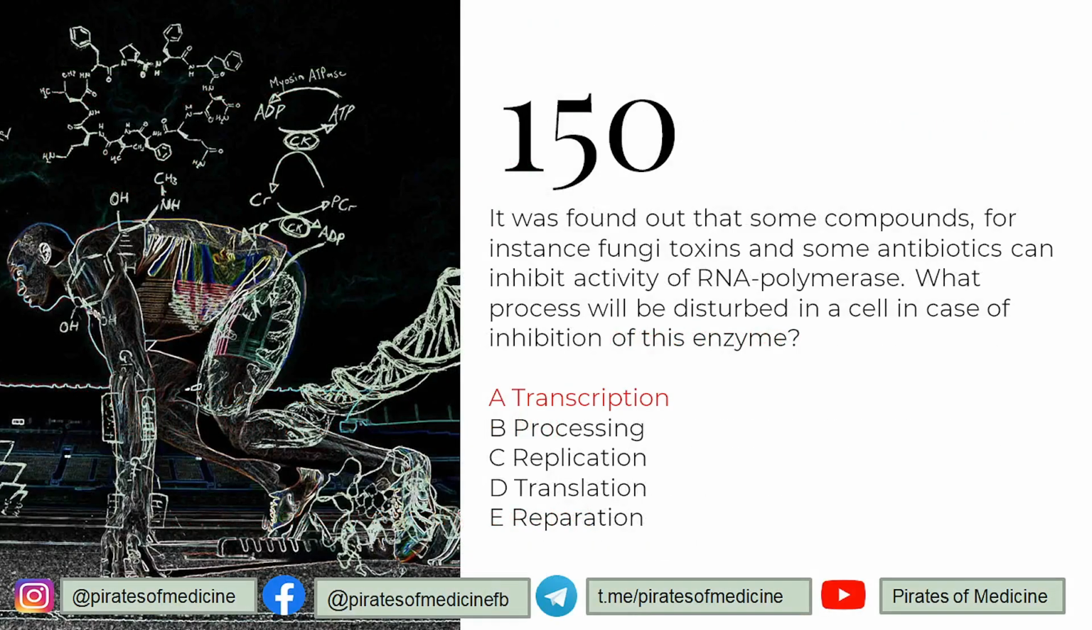150. It was found out that some compounds, for instance fungi toxins and some antibiotics, can inhibit the activity of RNA polymerase. What process will be disturbed in a cell in case of inhibition of this enzyme?